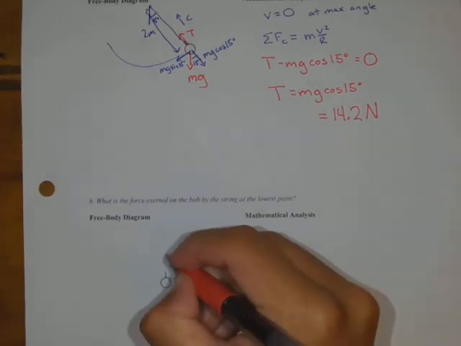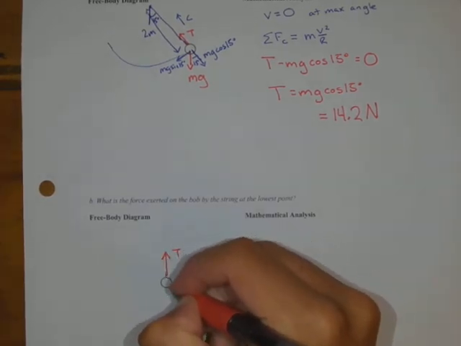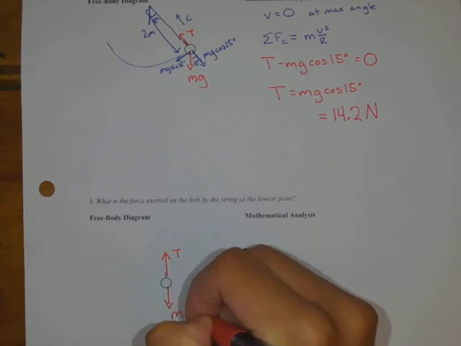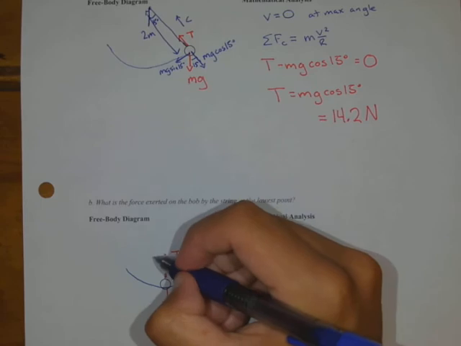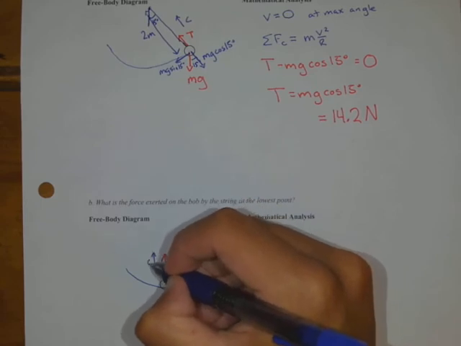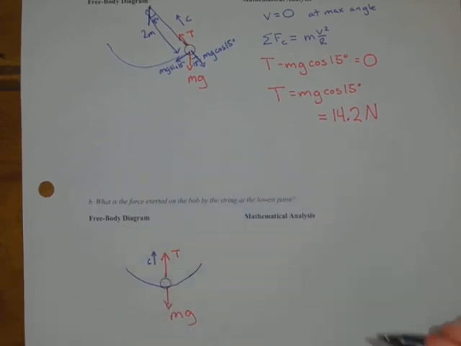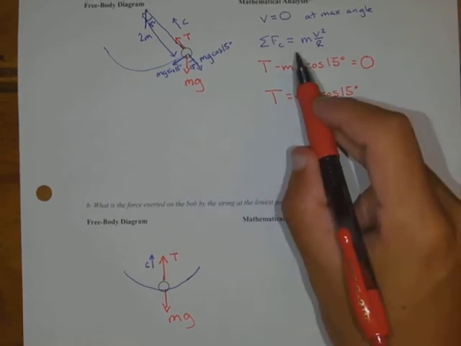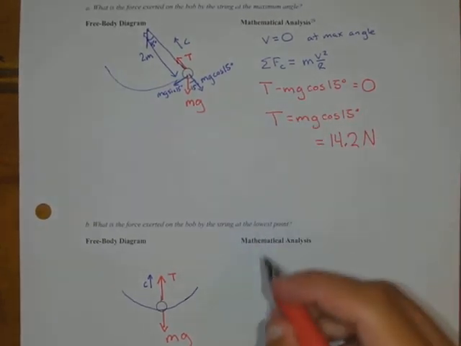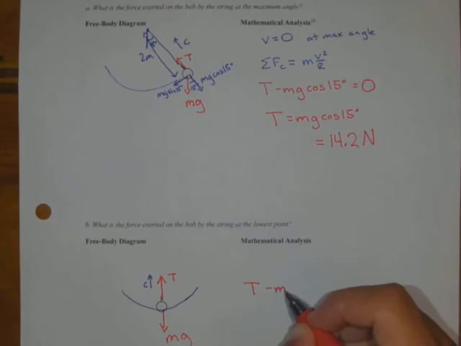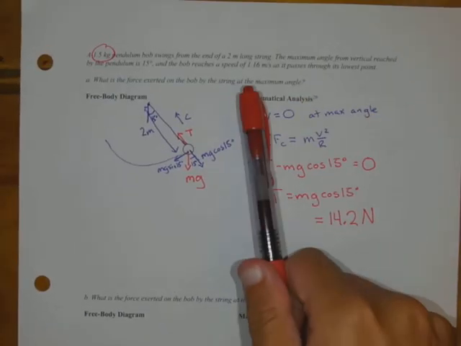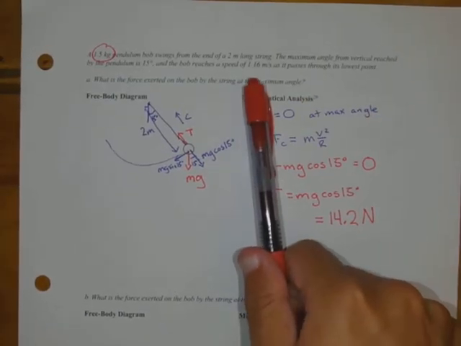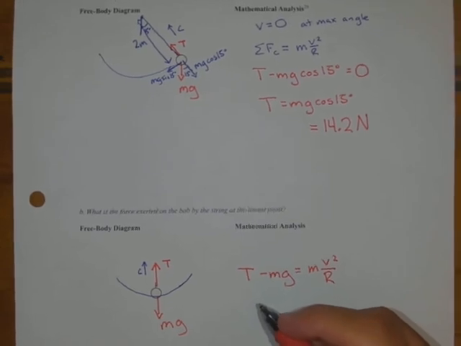And then we want to know what is the force exerted on the bob by the string at the lowest point. We have tension acting upwards, we have the force of gravity acting downwards, the pendulum swinging back and forth like this, and in towards the center of the circle is upward. So the sum of the forces acting in towards the center of the circle would be T minus mg, and this is equal to mv squared over r. I was told that at the lowest point the speed is 1.16 meters per second.